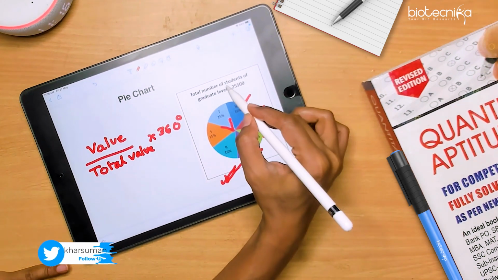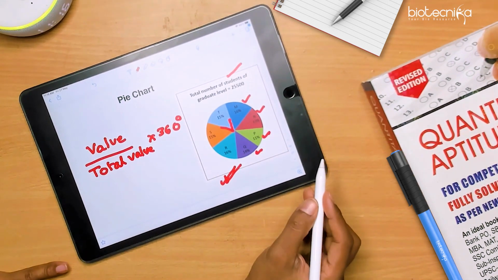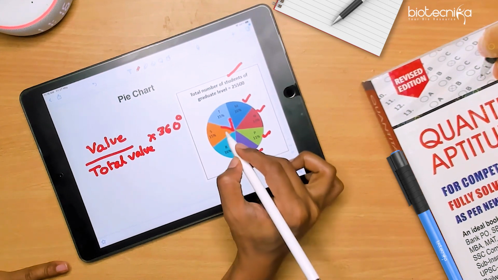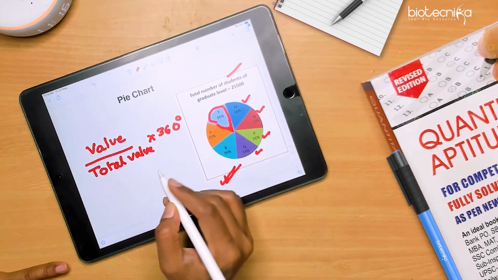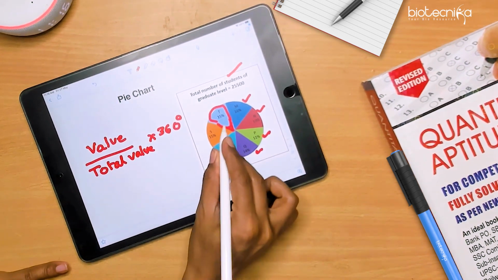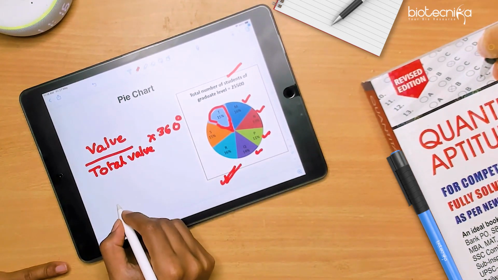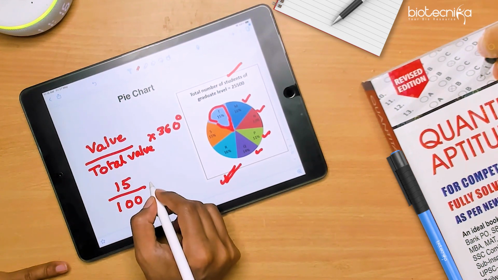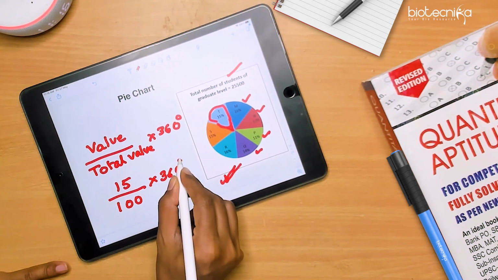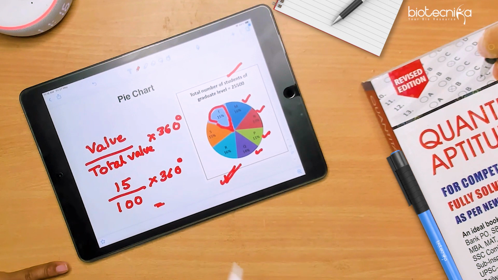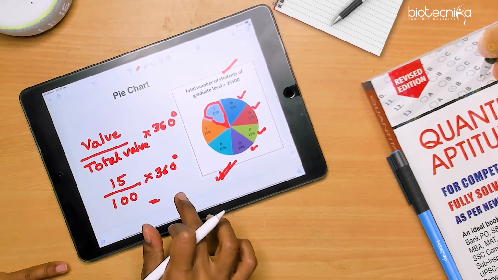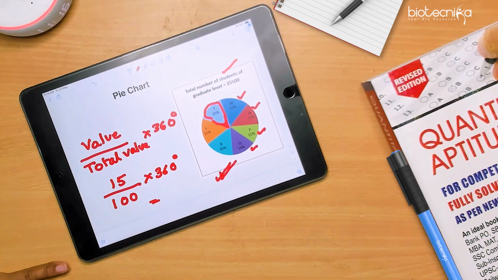So let's say these are the total number of students of graduate level, 25,000. If you want to find out the value of graduate students in Institute T, what you will do is, the total, anyway, if you calculate all of this, it will be 100%. And the value of that particular sector is 15%. So 15% into 360 degrees. Okay, so that will give you the answer. Like this, some comparison charts can also be given. These are all ways of data representation.